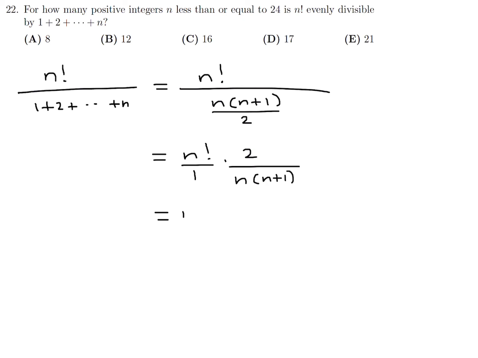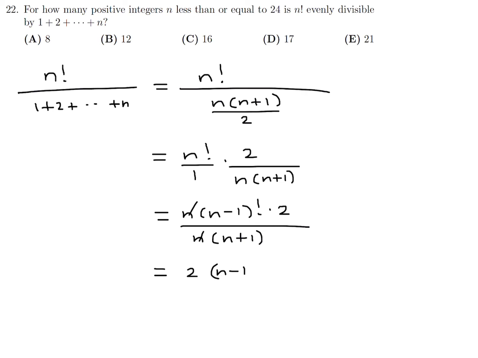Now n factorial is n times (n minus 1) factorial, like that, and then you've got the 2 there. I did that because it allows me to cancel out the n's. So this basically boils down to just 2 times (n minus 1) factorial all over n plus 1.